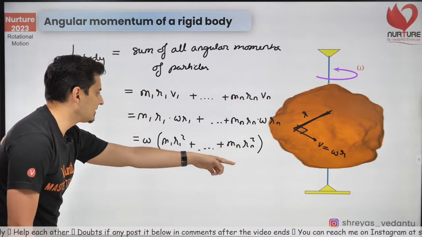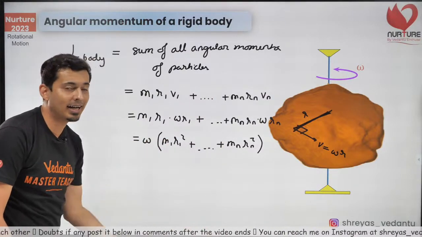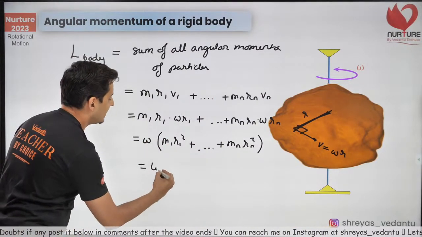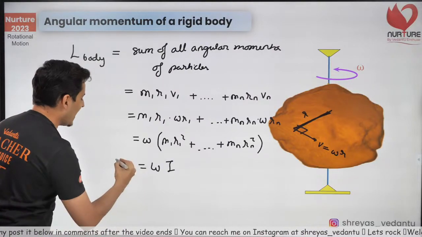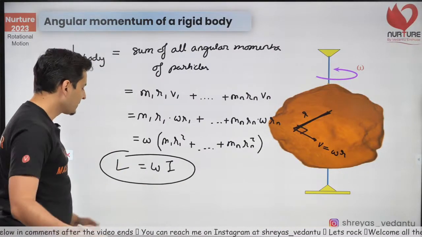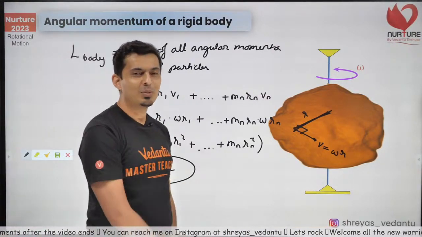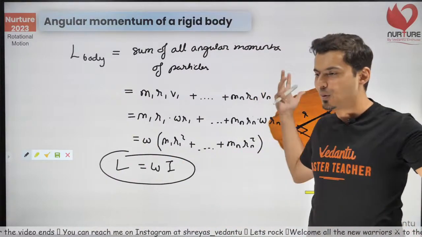Now I think I know what this is. I have defined this already in the first lecture, which is nothing but moment of inertia. So I think I got what I wanted. Angular momentum of a rotating body is omega I, or I omega.